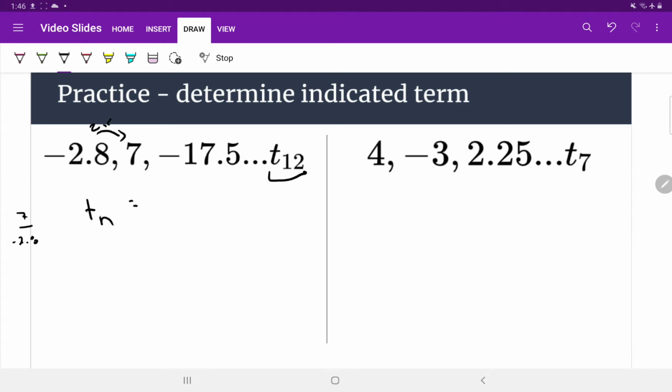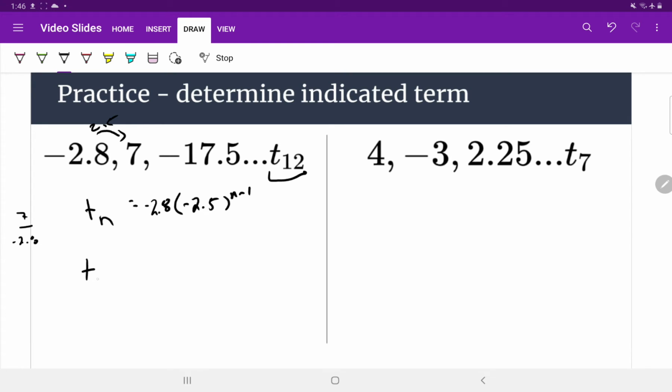So it looks like 2.5, and I'll do a double check there. Negative 17.5 divided by 7 gives me 2.5. So I'm going to have negative 2.5 as my common ratio. Then n minus 1, and my first term is negative 2.8.